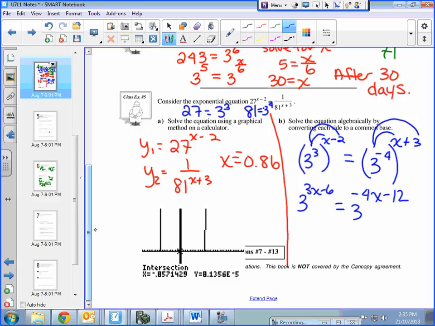Okay, so now that I have these both with the same base, does everyone understand where we got the same bases? Those exponents. Everyone's good there? So now we can set them equal to each other. So I have 3x minus 6 equals negative 4x minus 12. I have x's and numbers on both sides. So I have to get my x's to one side, my numbers to the other. Doesn't matter which way you go. I can either move my x's right or move them left.